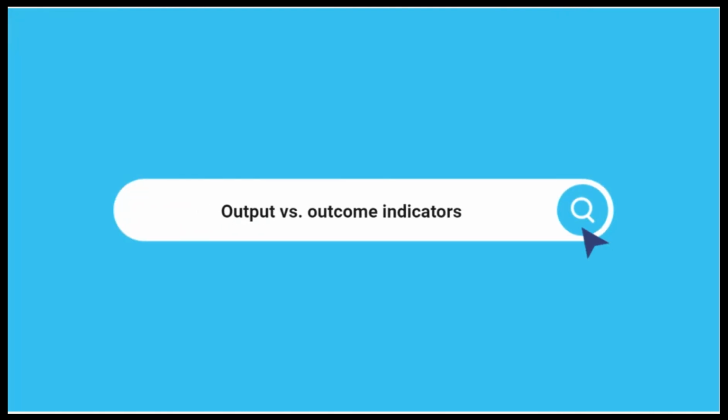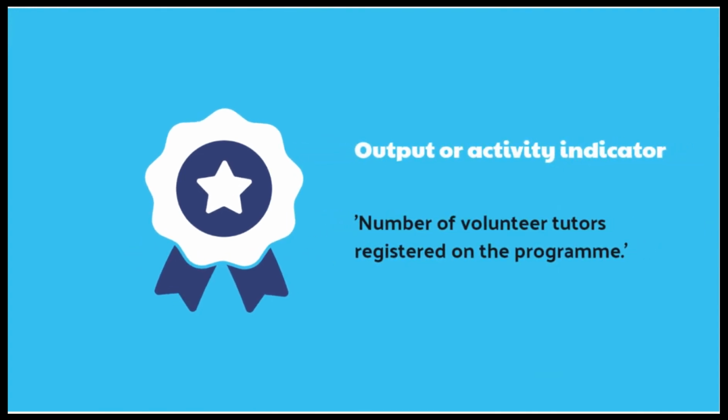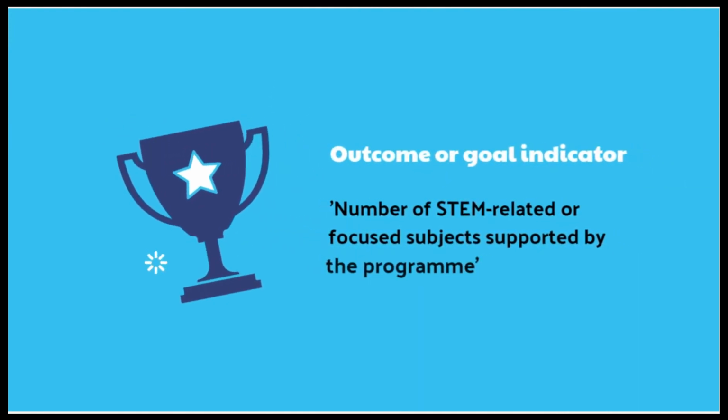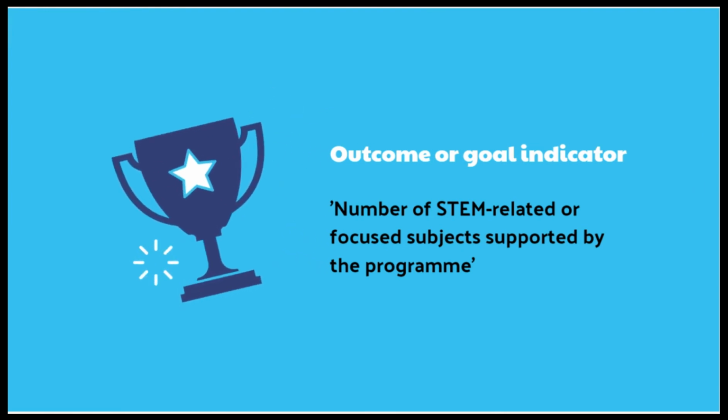It is also useful to distinguish between output indicators and outcome indicators. An output or activity indicator is one you can plan for in your budget. An example is number of volunteer tutors on the program. Whereas an outcome or goal indicator demonstrates what process has been completed. An example, number of STEM-related or focused subjects supported by the program.